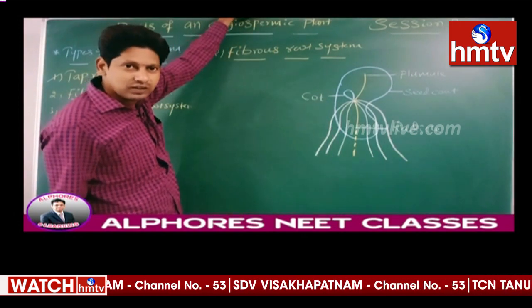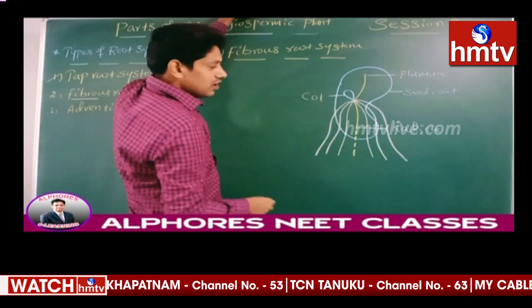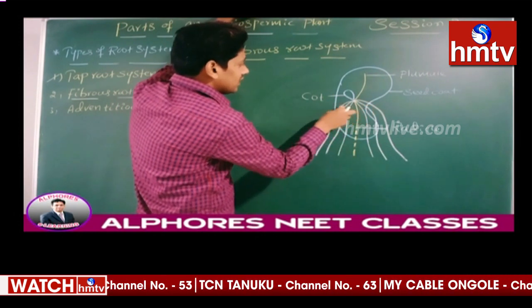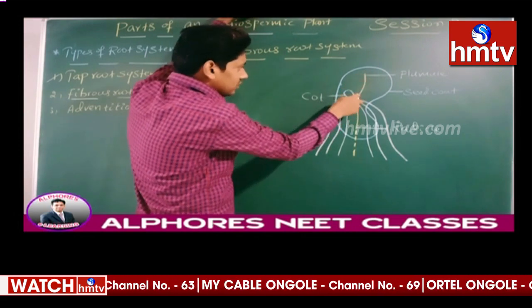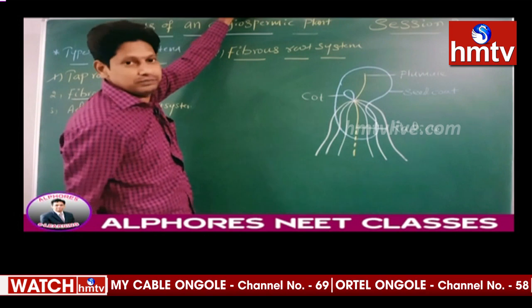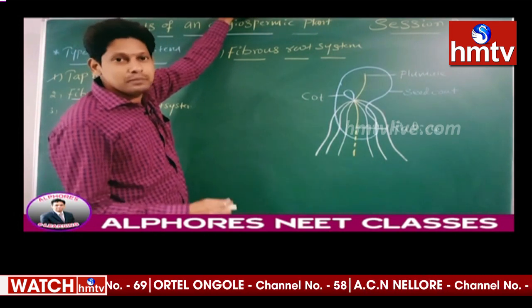Is this statement okay? Right? A group of roots, a cluster of roots. From where is this cluster of roots developed? See, this is the plumule, right? They are developed from the base of the plumule. What is developed? A cluster of roots. From where? The base of the plumule.